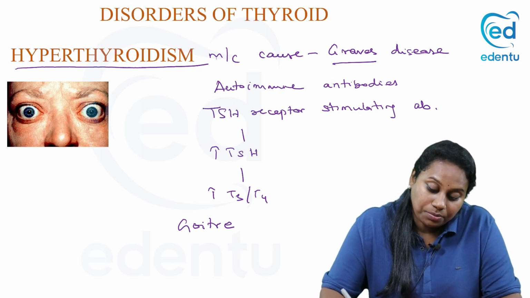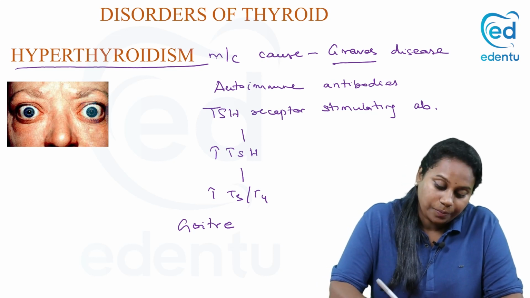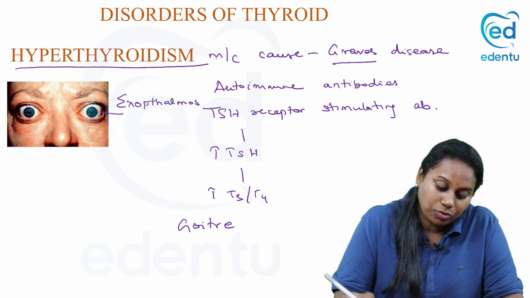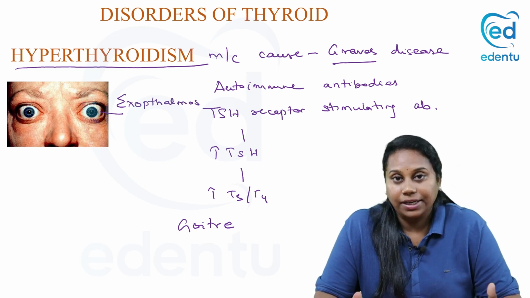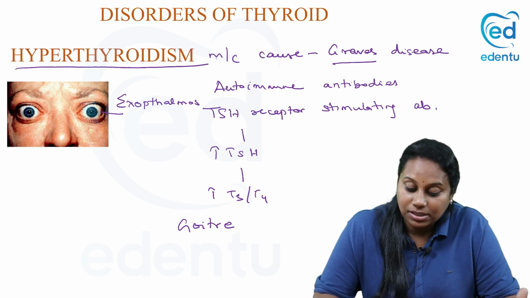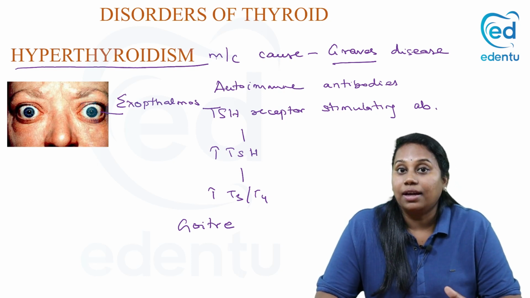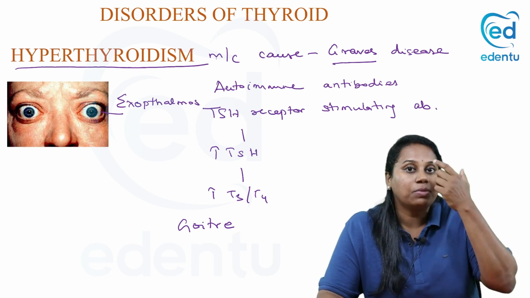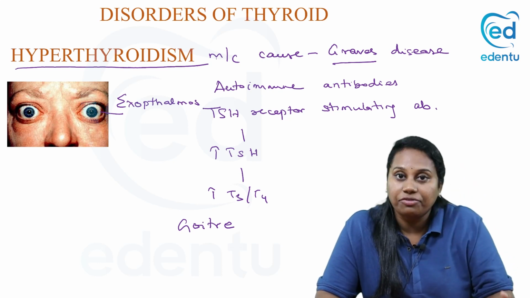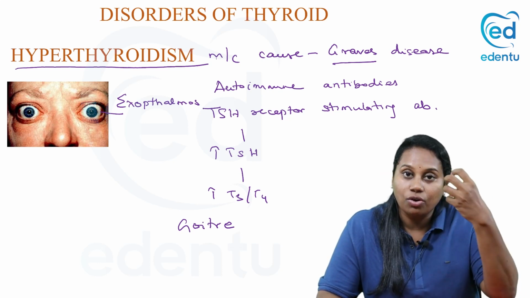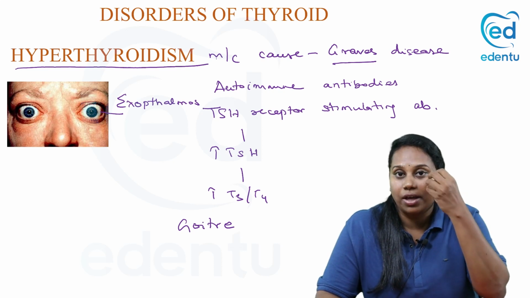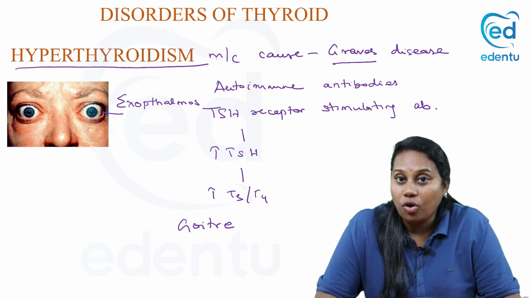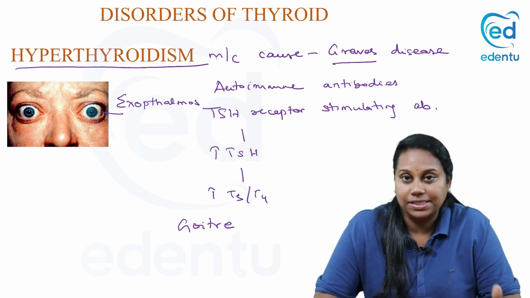And one other important clinical feature seen here is exophthalmos. See, look at these eyes. Exophthalmos is seen when you have autoimmune antibodies. One type of antibody is the TSH receptor stimulating antibody, and there are also antibodies which can destroy the muscles around the eyeball. So when the eye muscles are affected, it results in protrusion of the eyeball. The muscles are damaged, so the eyeball protrudes from the socket. That is called exophthalmos, a very important clinical feature seen in Graves' disease.